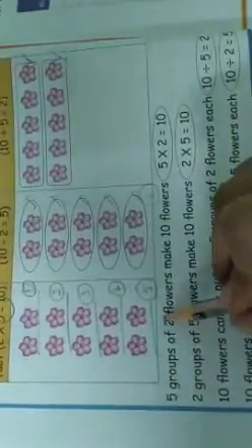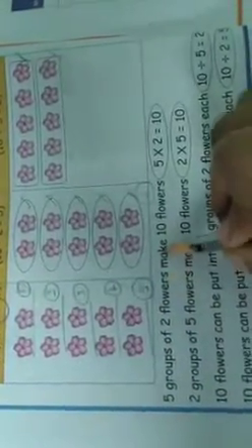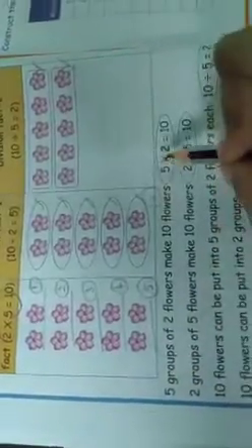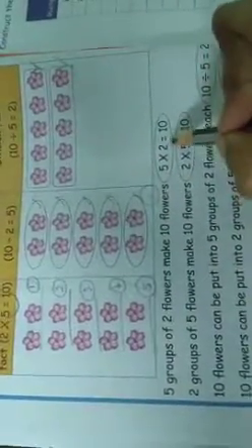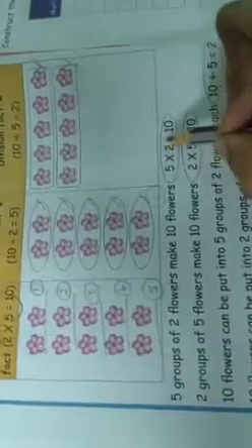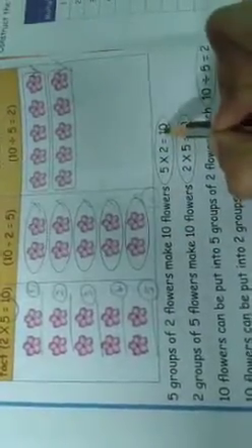Here giving the definitions for this multiplication and division fact. 5 groups of 2 flowers makes 10 flowers. That means here, 5 means total number of groups, 2 is in each and every group they have 2 flowers, 10 is total number of flowers. This is a multiplication fact.